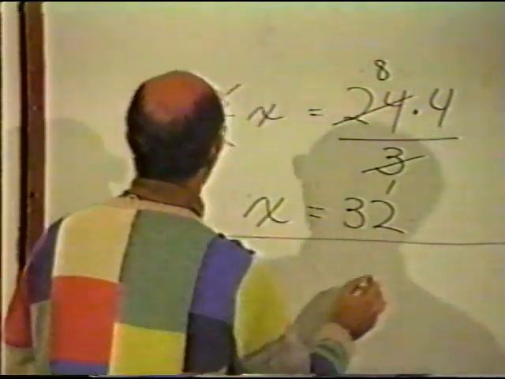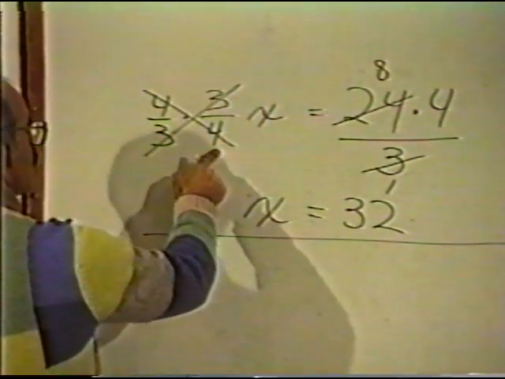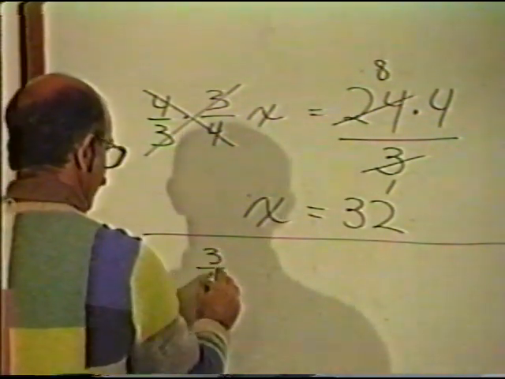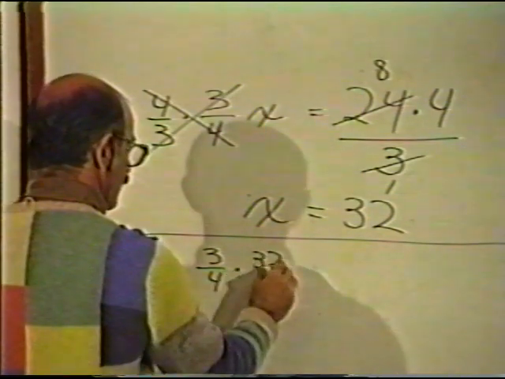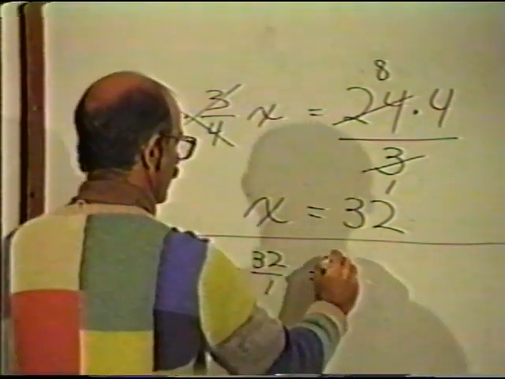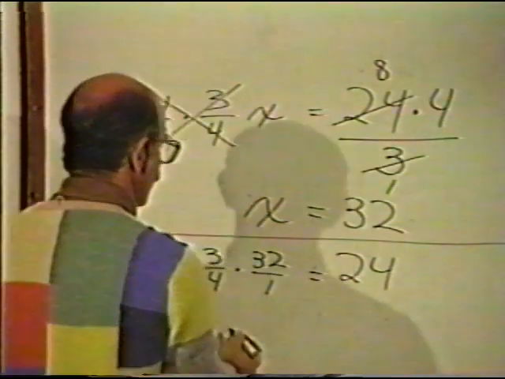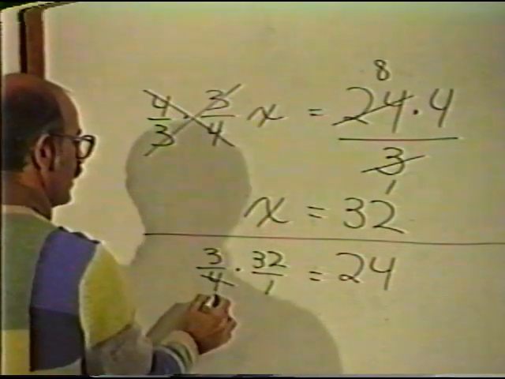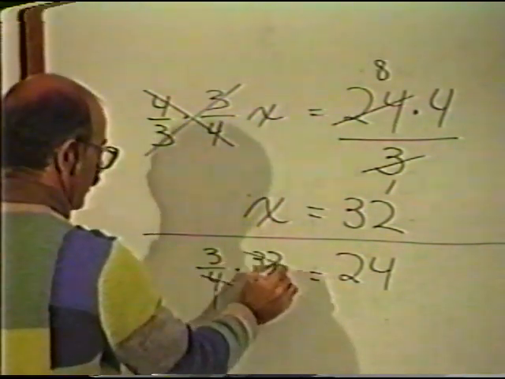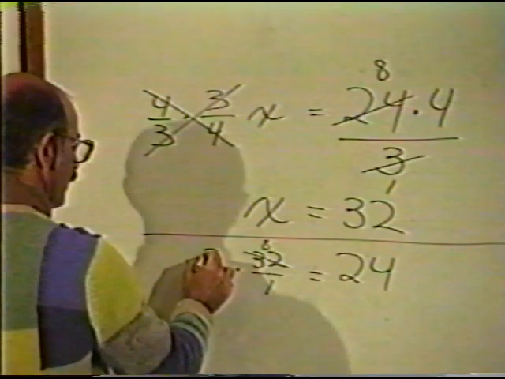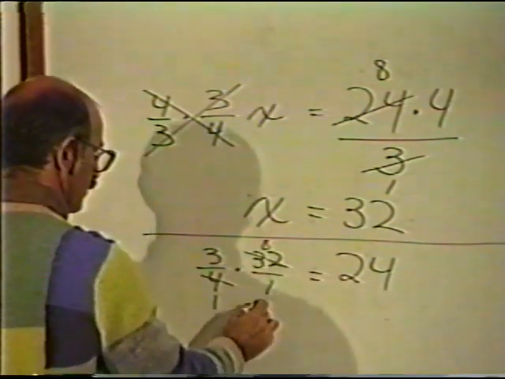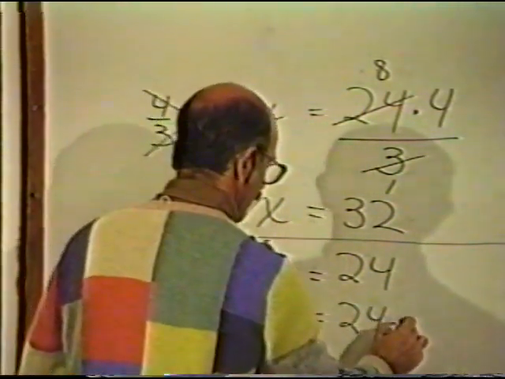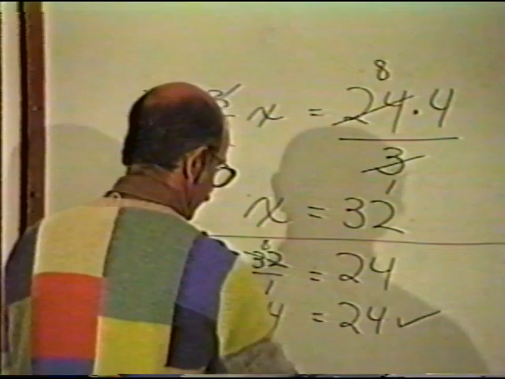32. And the check. The original equation was 3/4 x equals 24. 3/4 times 32 is supposed to equal 24. Cancel the 4 and the 32. 4 into 4 is? 1. 4 into 32 is? 8. 3 times 8 is? 24. Equals 24. And we got it right.